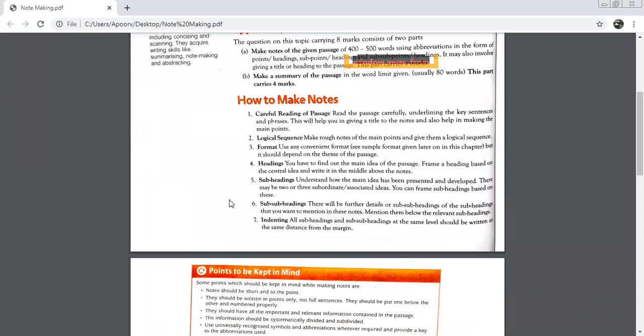Now read about this. Logical sequence, format and headings. Just read the second, third and fourth point. I've already discussed indenting. I've discussed subheading. Now we are going ulta. Now read the second, third and the fourth points. Let us discuss this also.